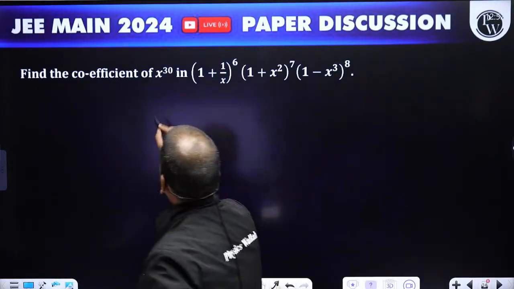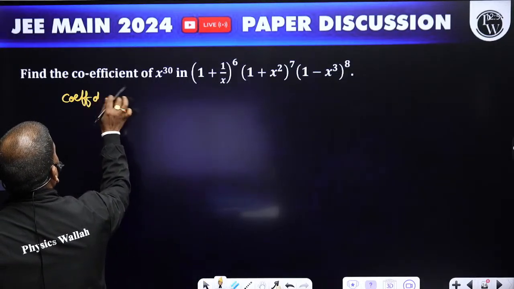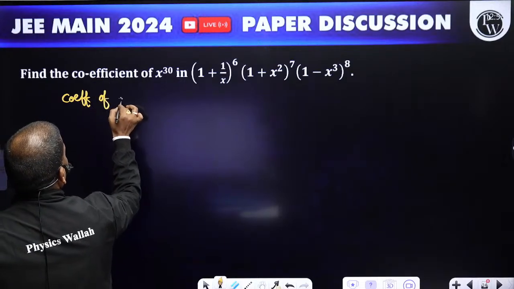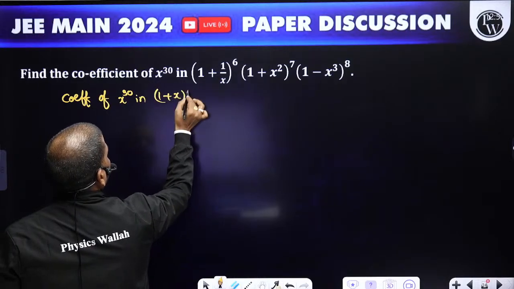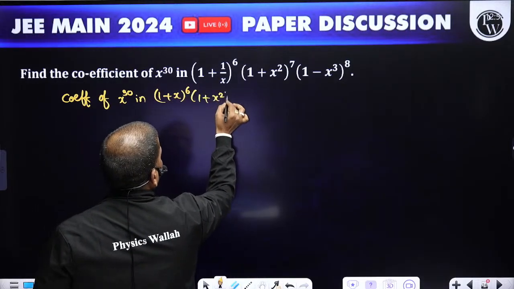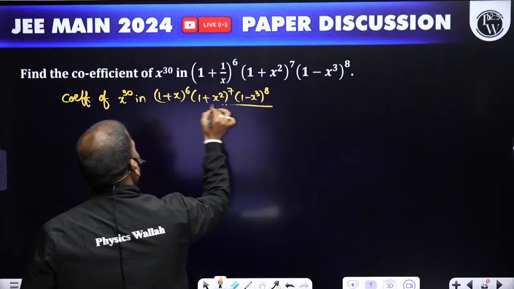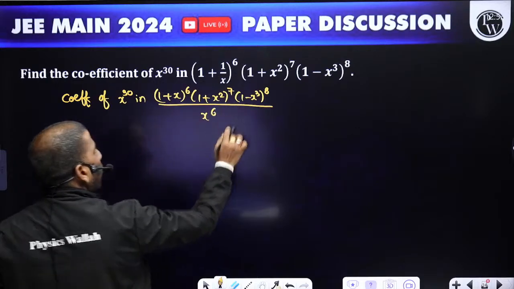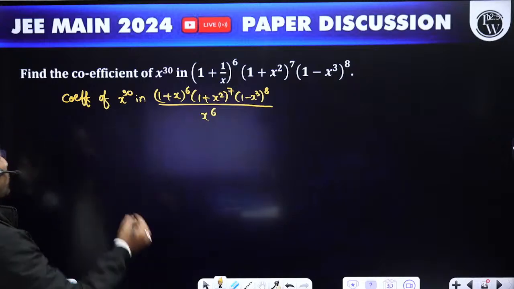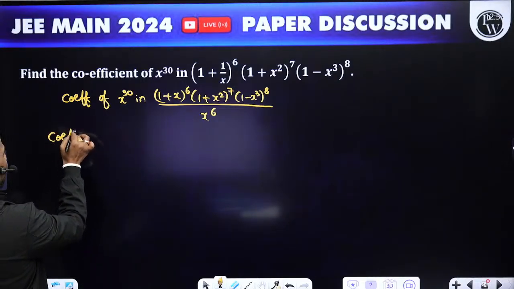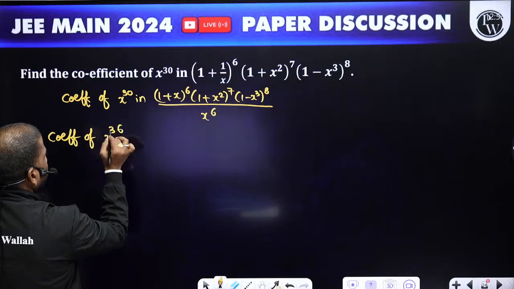Coefficient of x power 30 in 1 plus x whole power 6, 1 plus x square power 7, 1 minus x cube power 8 by x power 6. We are not getting common terms, all are different ones, 1 plus x square, 1 minus x cube. So that's the reason it becomes a very lengthy question. Such questions are better to leave in the examination.